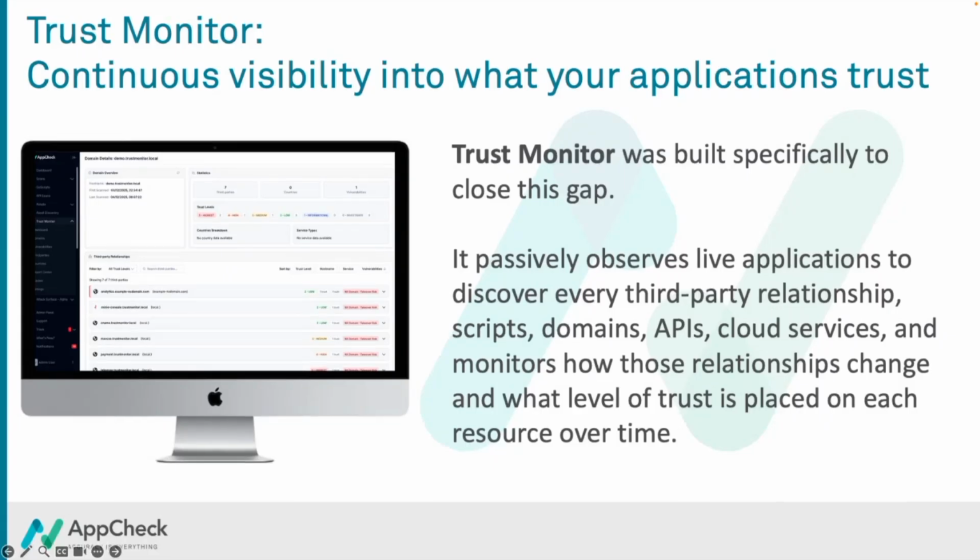And this is where Trust Monitor fits in. It's there to provide continuous visibility into what your applications trust. It was specifically designed to fill this gap. It passively observes live applications to discover every third-party relationship, script, domain, API, and cloud service, and monitors how those relationships change, but also what level of trust is placed on each resource over time. Most security tools protect what you own. Trust Monitor exists to observe your application, how it actually interacts, and contextualize these relationships for what that means for your security posture.